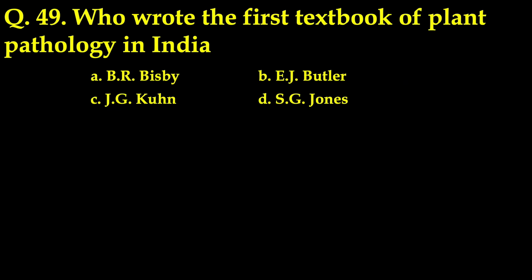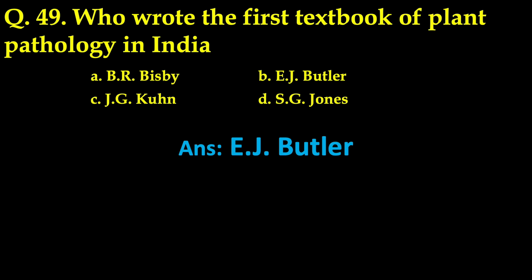This is another question. Who wrote the first textbook of plant pathology? There were 4 options: B.R. Bisbee, Edwin John Butler, Julius Gotthelf Kuhn, and last option was S.G. Jones. And the correct answer is Edwin John Butler.